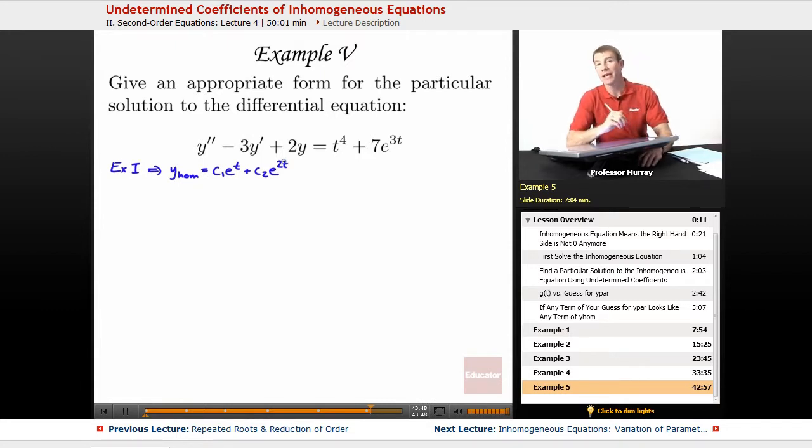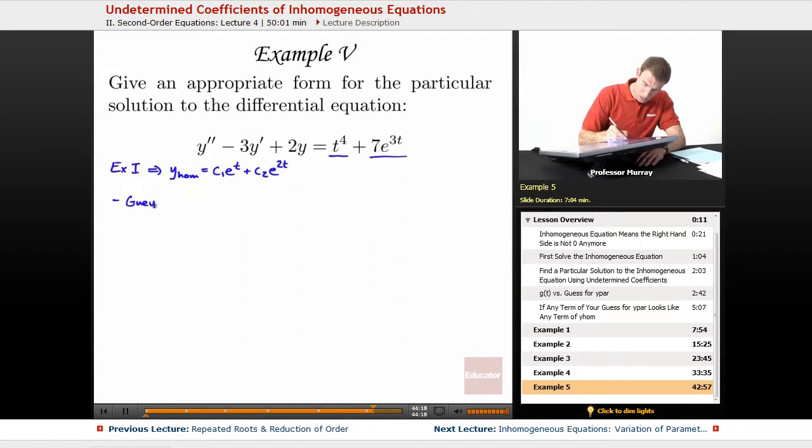And then the way you guess a solution to the inhomogeneous equation is you use functions that look like the right-hand side. Now in this case, we've got a kind of combination right-hand side. There's a t to the fourth term, and there's an e to the 3t term. We're going to treat those totally separately and solve for those completely separately. So we're going to guess for the first term there, we'll make our first particular solution.